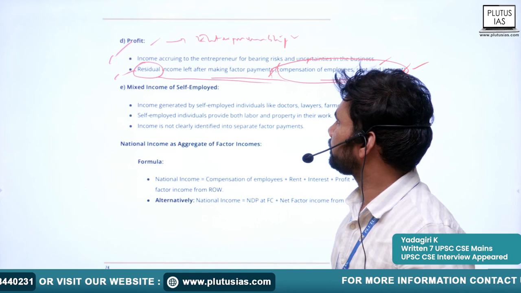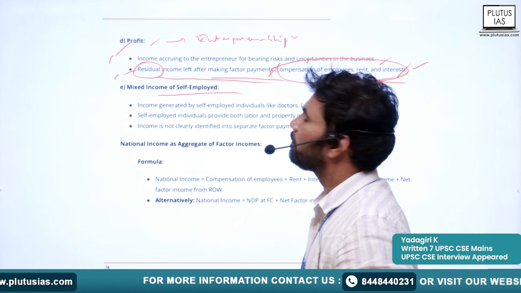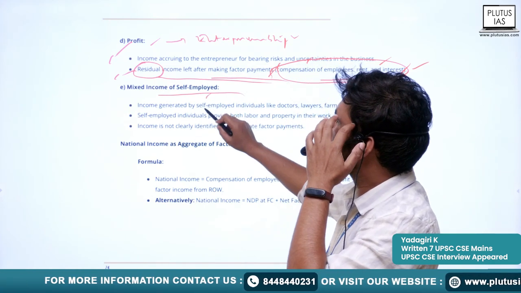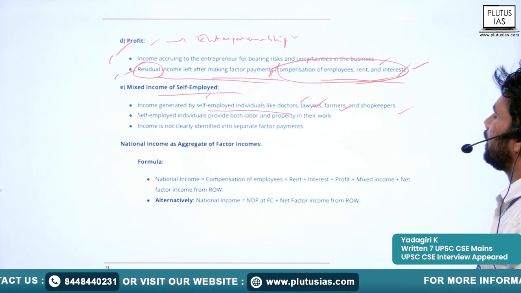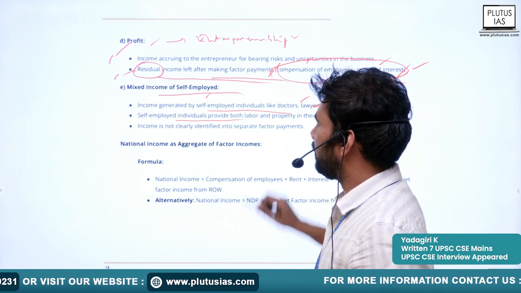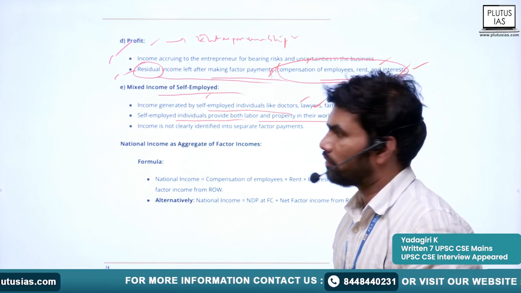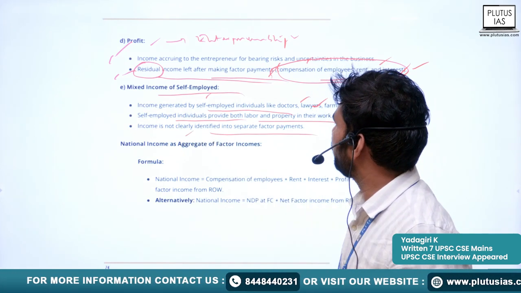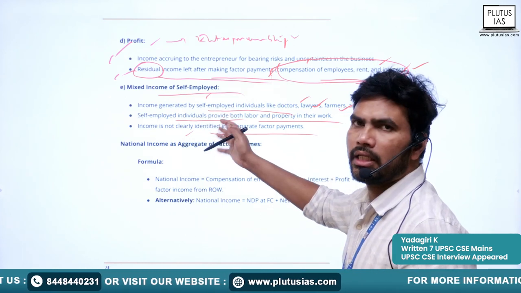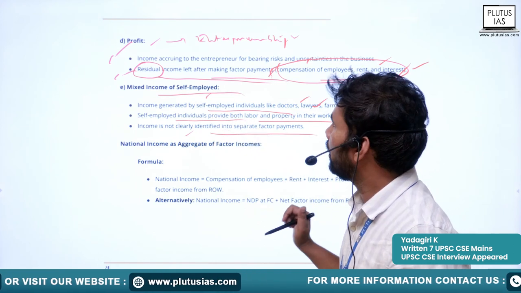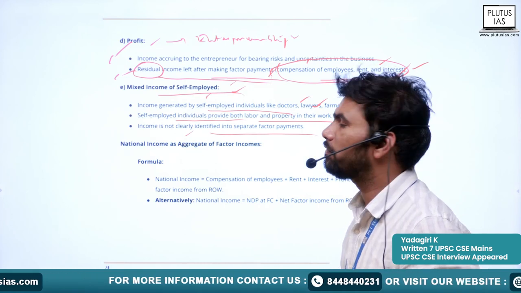Another income category is the mixed income of self-employed people. It is income generated by self-employed individuals like doctors, lawyers, farmers, etc. They provide both labor and property in their work, so the income is not clearly identified into separate factor payments. So this is one gray area: we cannot clearly classify the factor incomes here when people are self-employed.